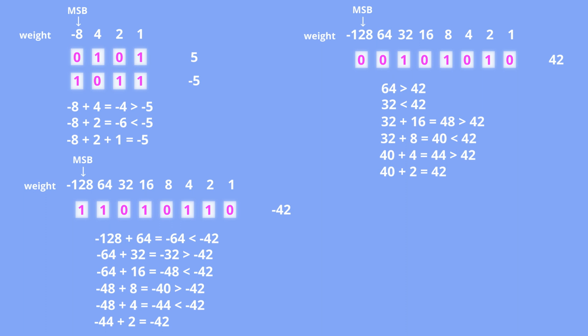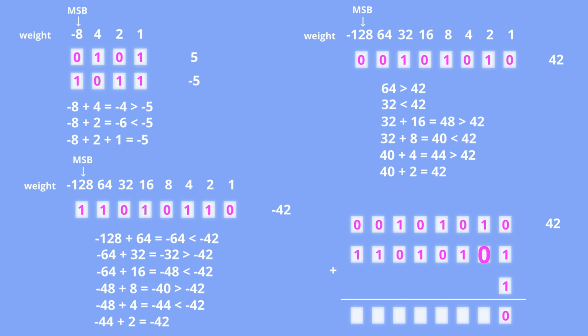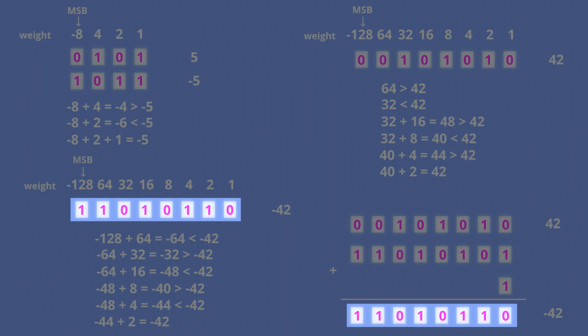Now let's check this result with the previous algorithm. This is 42. Let's invert all bits and add 1. The results of the two different methods are identical.